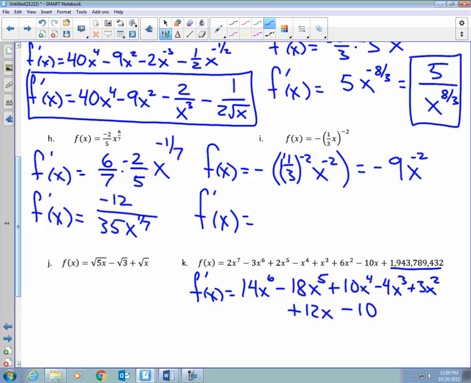So what's the derivative? Negative 2 in front. Subtract 1. We rewrote the original function. We did not take the derivative till here. So a lot of times we need to rewrite the function before we take the derivative.